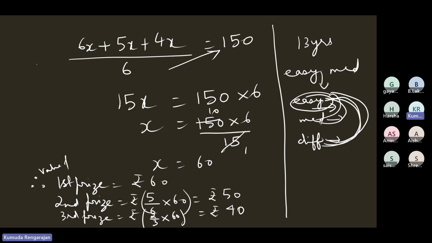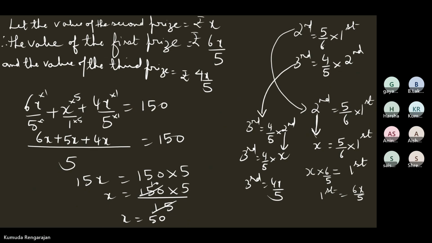If you take the first prize money as X, you will get X is 60. If you take the second prize money as X, then your answer will be 50. If you take the third prize money as X, then the X value will be 40. So when you assume differently, you cannot get the same value for X. The value of X will be different.